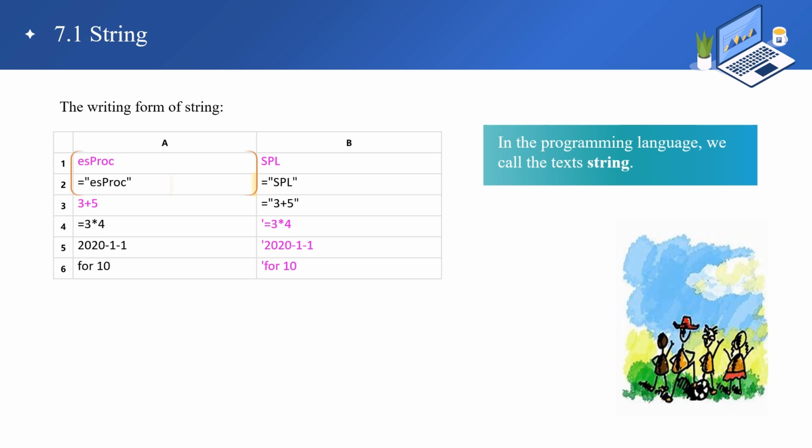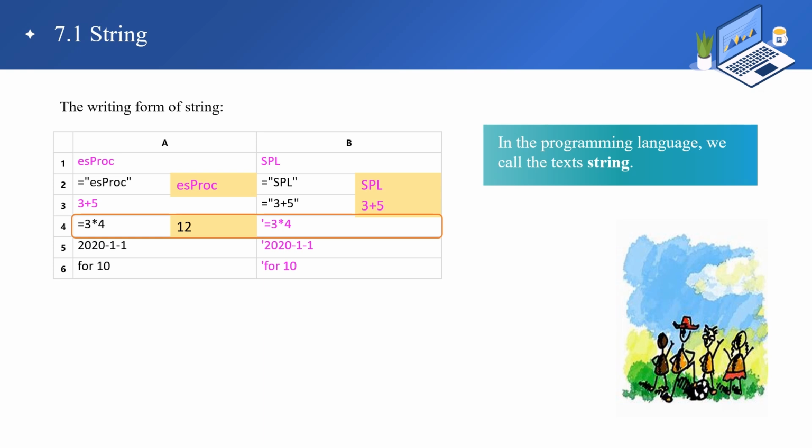A1 is the string constant sproc, A2 is a normal calculation cell, and its calculation result is also sproc, which is the same as A1. Similarly, the cell values of B1 and B2 are SPL. A3 starts with a number, but cannot be interpreted as a numeric value, so it is also a string. Like B3, it is 3 plus 5. A4 is a calculation cell that can calculate a numerical value, so it is not a string.